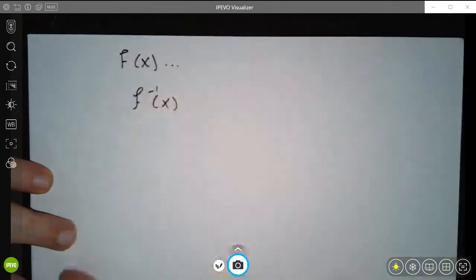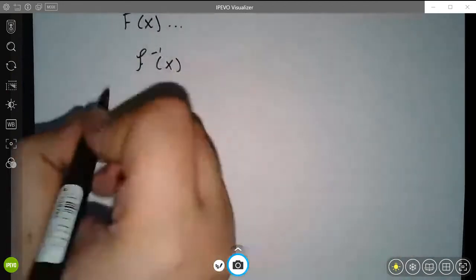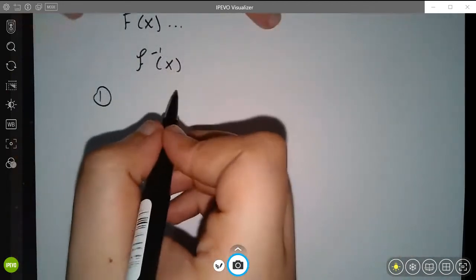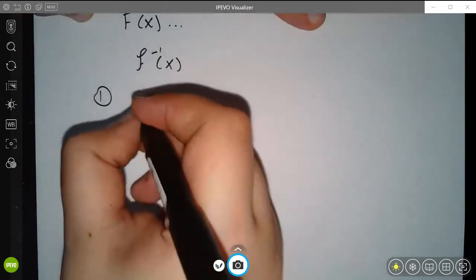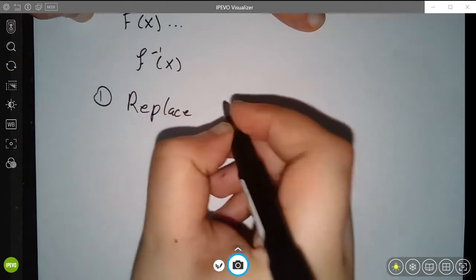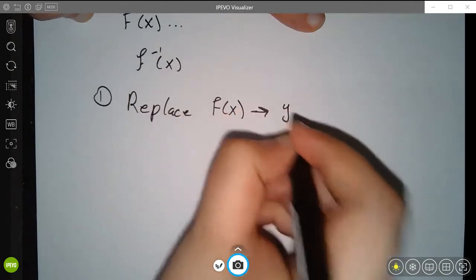How do we find it? Well, this is how. There are 4 steps you need to think of. Number 1, they're in your notes, by the way, if you have them printed. But anyhow, number 1 would be to replace f of x with y.